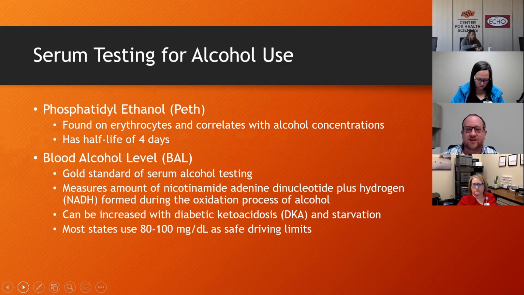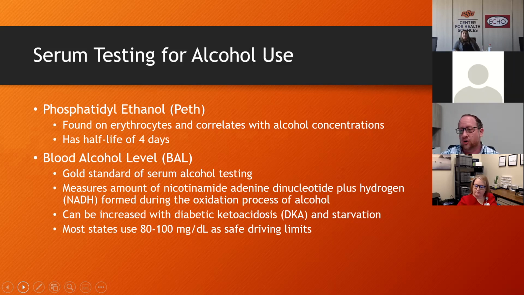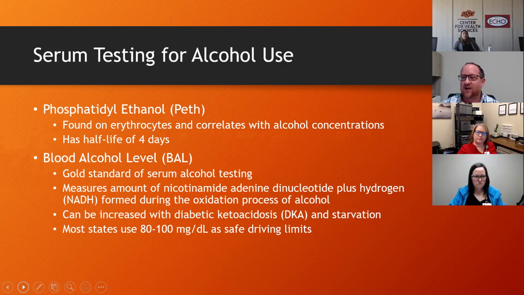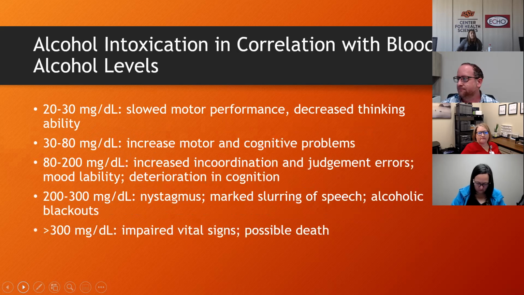BALs and then breathalyzers are the two things utilized by law enforcement to set standards for what they consider safe driving limits. And I say safer, and we'll talk about that next week, because even small amounts, even 30 milligrams per deciliter of alcohol, can start to cause some impairment for individuals. But most states use between 80 and 100 milligrams per deciliter of a BAL as a safe driving limit. Oklahoma uses 80. Next slide, please.